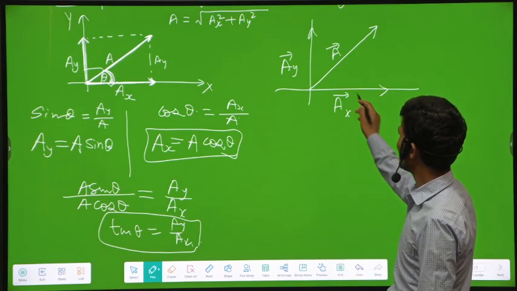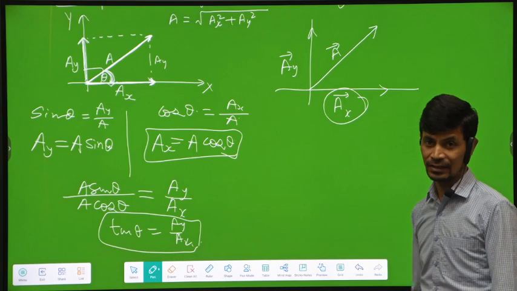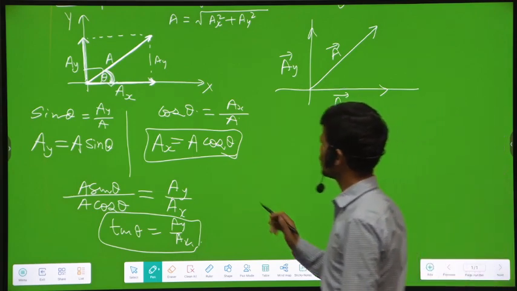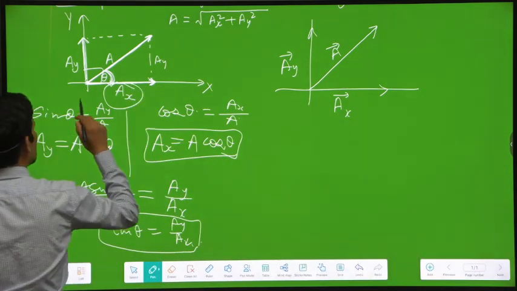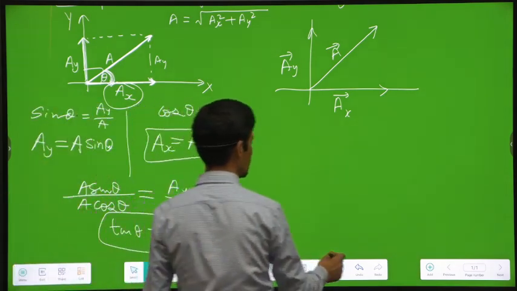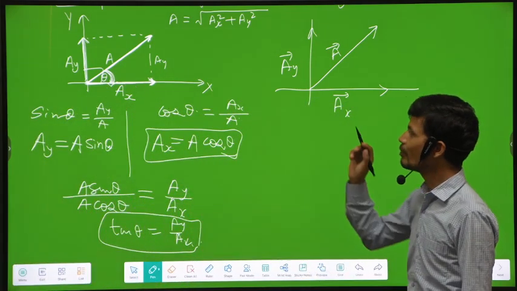What is this ax vector? Earlier it was just a component and I haven't mentioned it in a vector form. What makes it a vector?